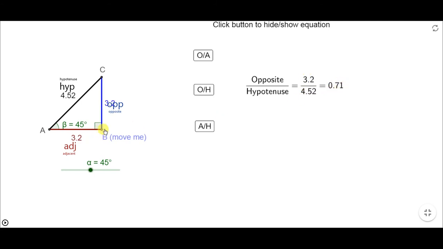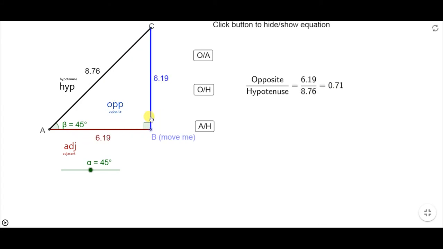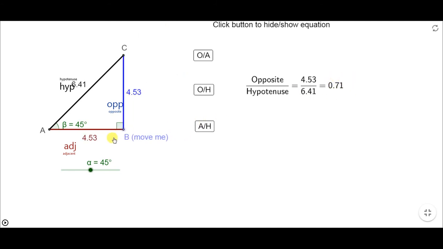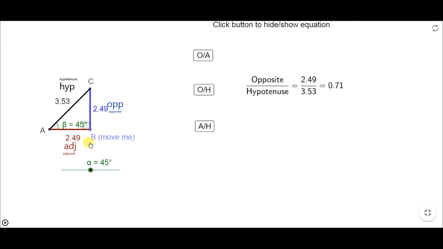And again, if you change the side, you can take any larger side length, for example 7.47 and 10.51. Still, when you divide them, you will get the same ratio of 0.71, right? So that means this ratio holds for these two, opposite over hypotenuse. For smaller values, even 2.49 and 3.53, the ratio is still the same, right? So this is the second ratio, which is opposite over hypotenuse.